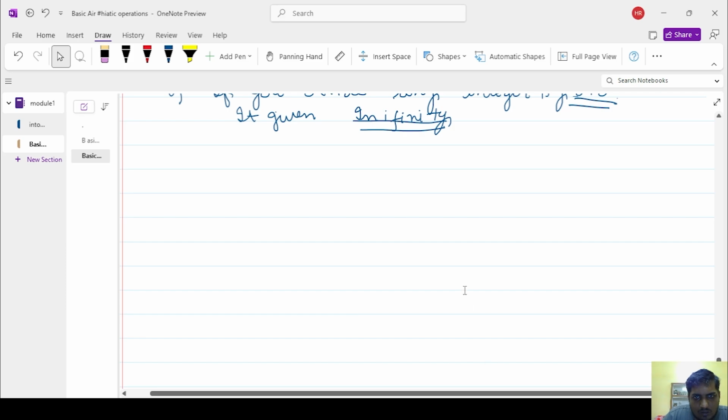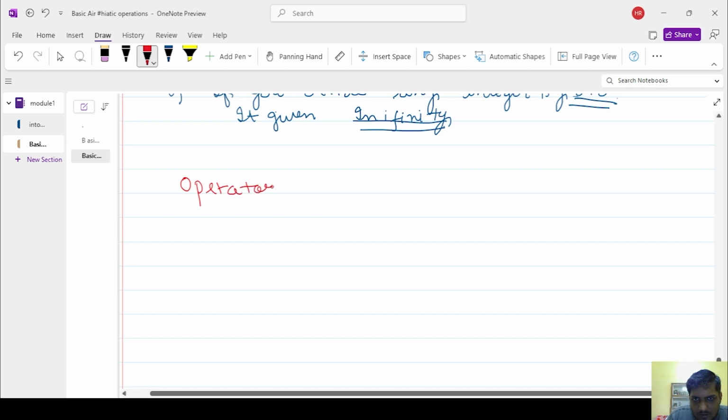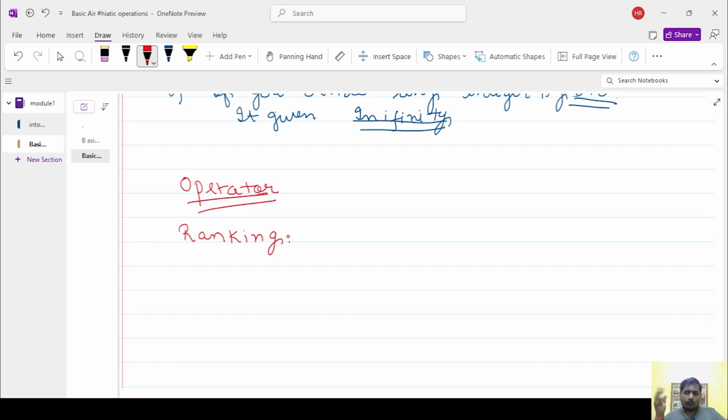Now in operators, we learned operators, and we see the subtopic called ranking. If more than one equation, multiple equations are given, how will Java perform? So here some ranking order is defined for that equation. So what is the ranking order?